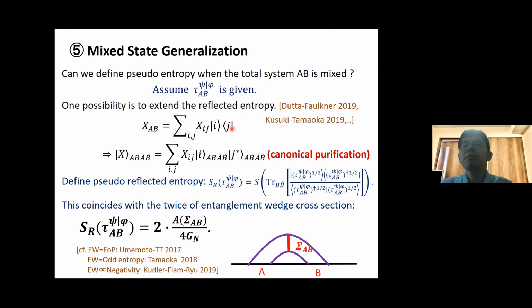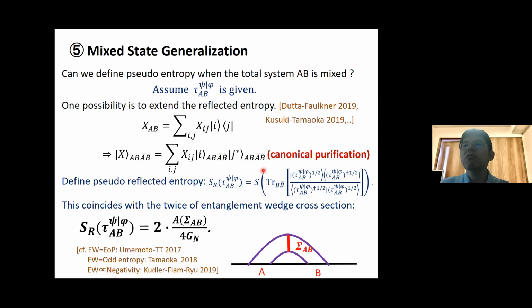If we have some operator, not necessarily unitary, we can always purify it by canonical purification. This is just a definition: it's a complex conjugate state. Using this, we can define the pseudo reflected entropy by this formula. Now it's the square root of tau, but we have put a dagger here, so that means it's not symmetric. It's not a standard density matrix. Again, we encounter a kind of reduced transition matrix.